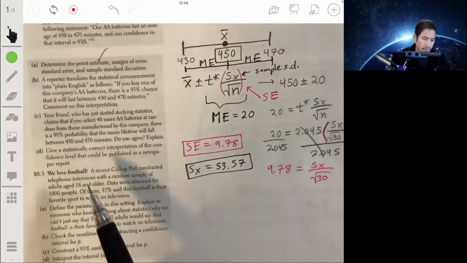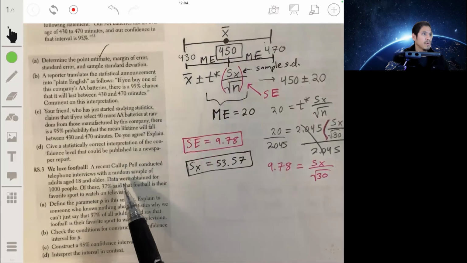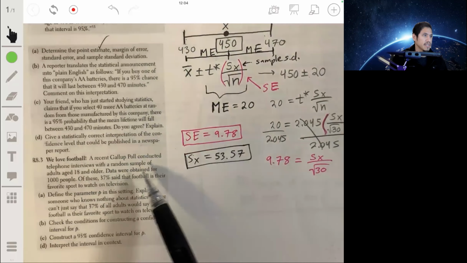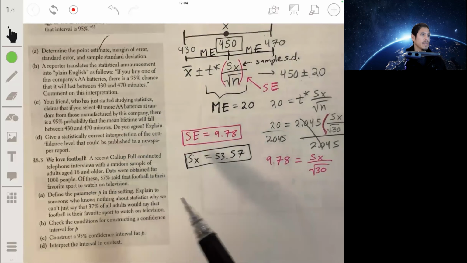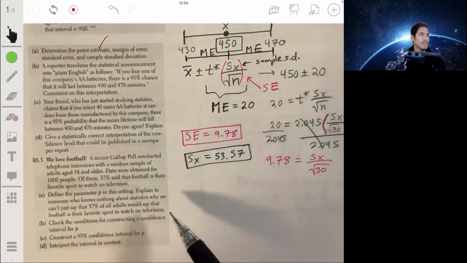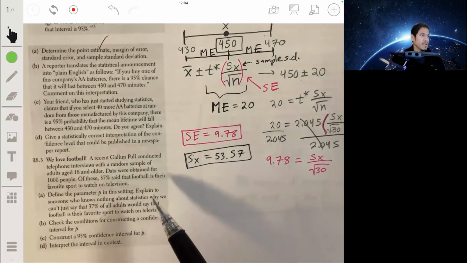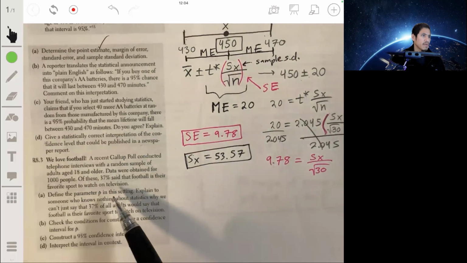All right, problem 3. A recent Gallup poll conducted telephone interviews with a random sample of adults aged 18 and older. Data were obtained for 1,000 people. Of these, 37% said that football is their favorite sport to watch on TV. Part A, so define the parameter P in this setting.